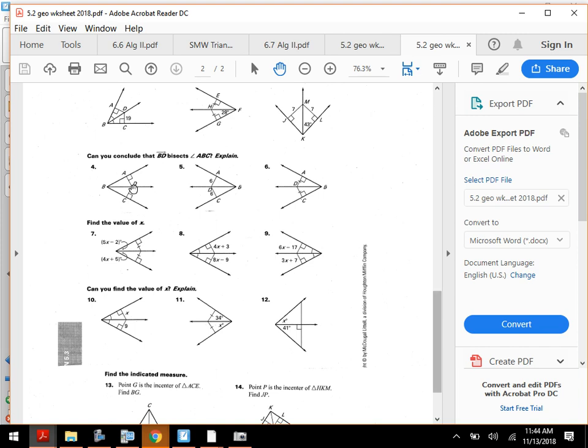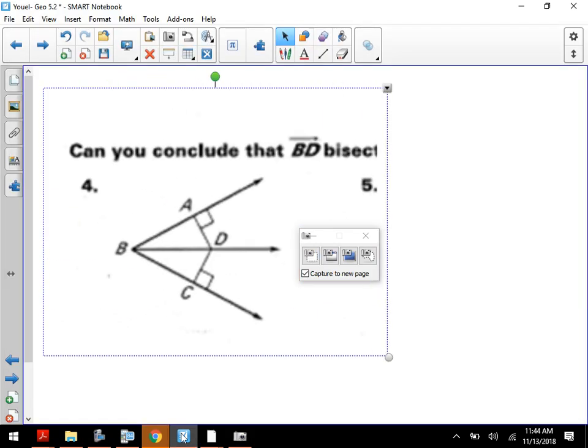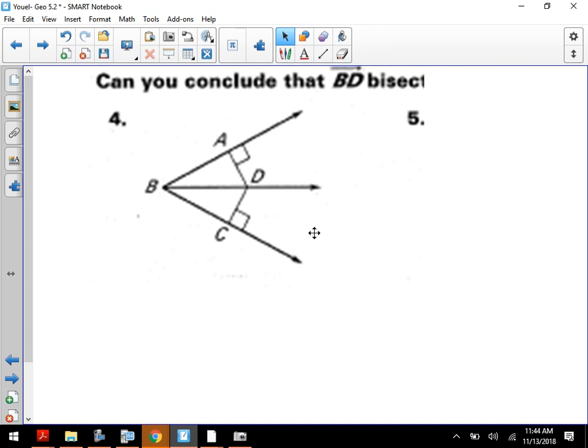So if you look at number 4, it's asking you, can you conclude if segment or ray BD bisects angle ABC? What that means is they're trying to see, is there enough information to say whether that is a true or false statement? Yes or no, and why? Well, what I would do is remember that in order to be on the angle bisector, I have to be perpendicular and equidistant to the sides.